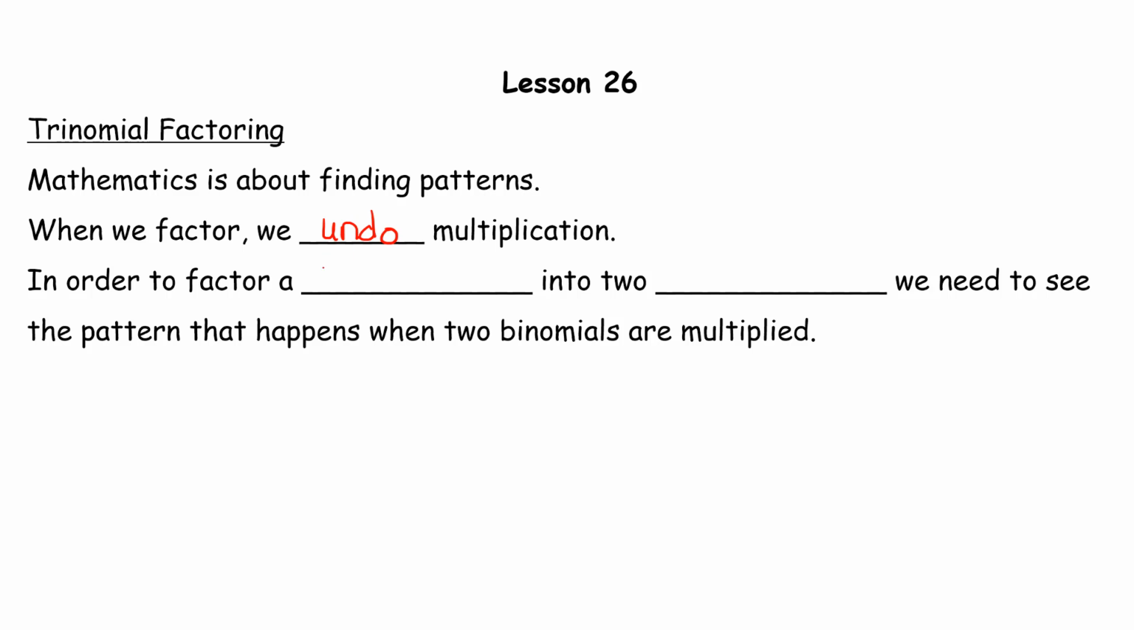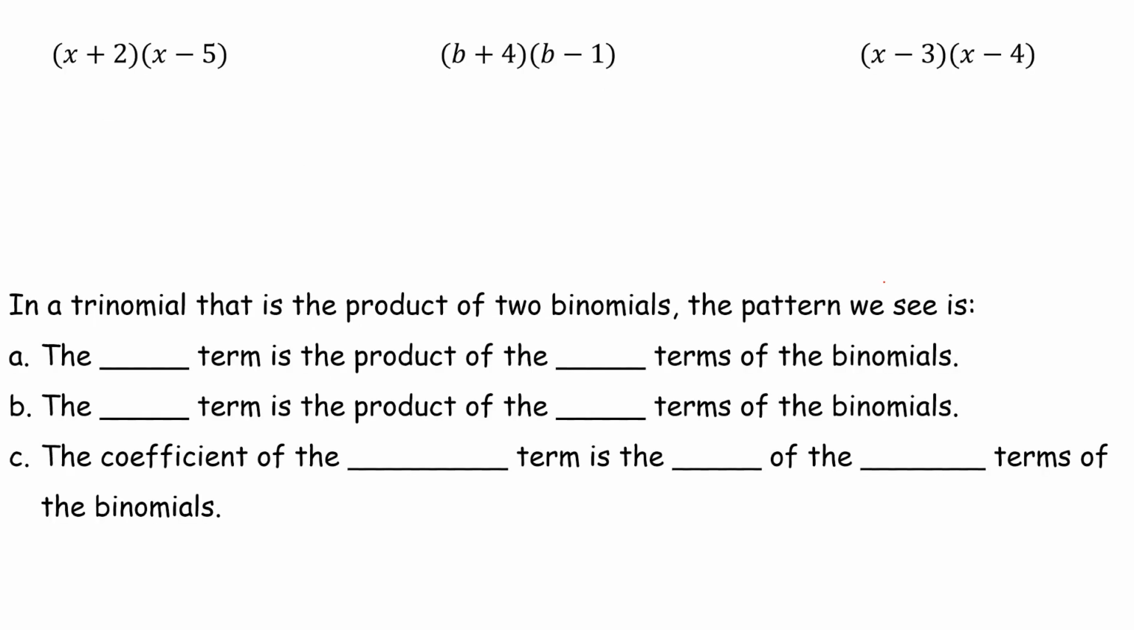In order to factor a trinomial, that means a polynomial with 3 terms, into 2 binomials, we need to see the pattern that happens when 2 binomials are multiplied. So here are 2 binomials, x plus 2 times x minus 5. Let's see what happens when we multiply them. So x times x is x squared. X times negative 5, minus 5x.